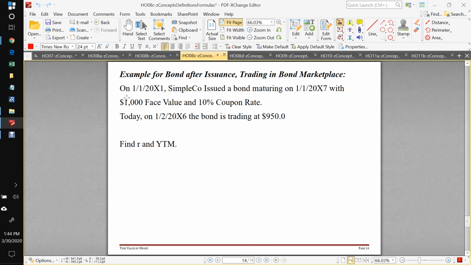So let's look at this one. On 112X1, Simple Company issued a bond maturing on 1120X7. Okay, so that'll be 6 years later with a $1,000 face value and a 10% coupon rate. Okay, so today it's 12X6. Okay, so they've just made a coupon payment and the bond is trading at 950. Let's find the native R and the YTM. And remember, the YTM is just equal to the EAIR.